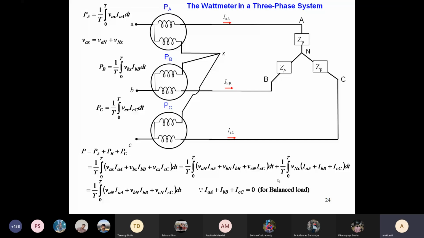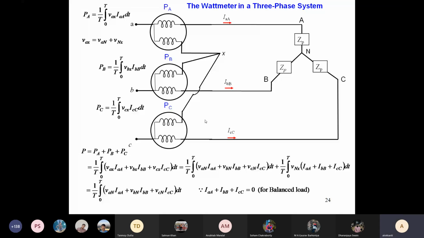Okay, so you see in this arrangement, what you have to do? You have to basically buy 3 wattmeters. Each wattmeter is expensive, and you have to buy basically 3 wattmeters. Now, here the reference was basically X, and this is the expression of the power.